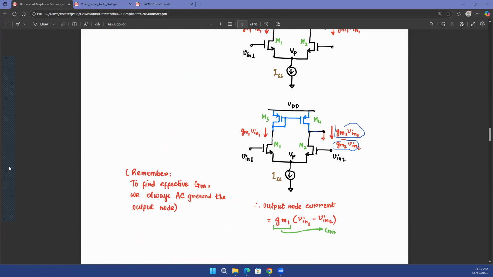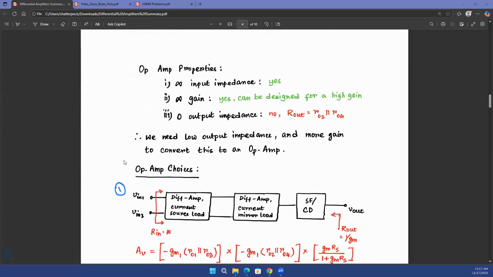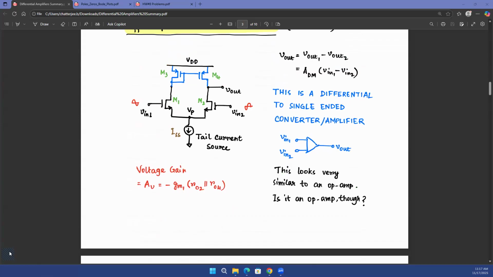So now this is going to be very close to how an op-amp looks. I have two input voltages, V1, V2. I have infinite input impedance. I have one output voltage. But the problem is that I still don't have infinite gain. And there is another problem that I'm going to talk about right after this. So this is still not an op-amp. Why?